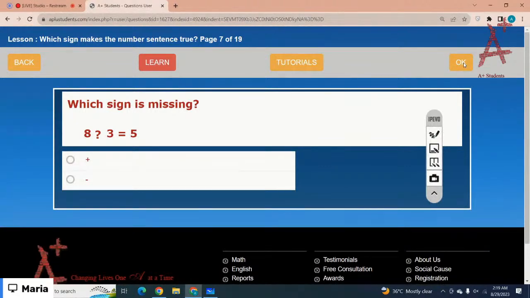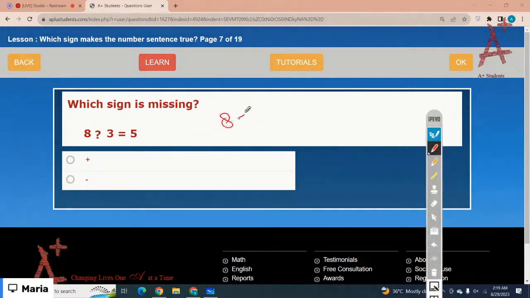The next one is which sign is missing? 8 plus 3 equals 5 or 8 minus 3 equals 5? Which is the correct option? When you add 8 plus 3, it makes 8, 9, 10, 11. It makes 11, right? So you have to subtract. 8 minus 3 equals 5, right? That means the second option is the correct one. You have to subtract them. 8 minus 3 equals 5. Second option is the correct one.